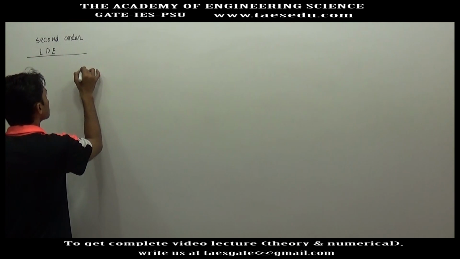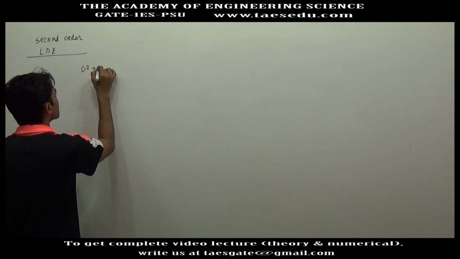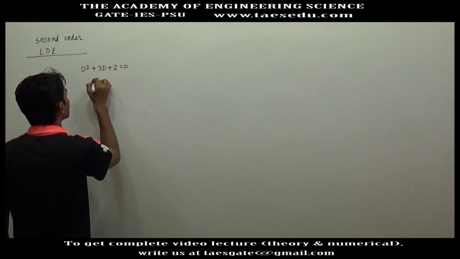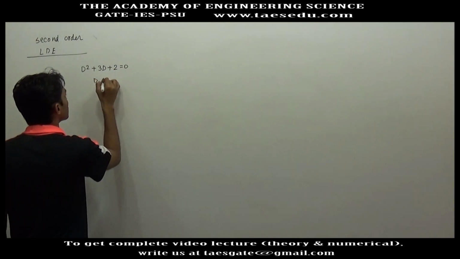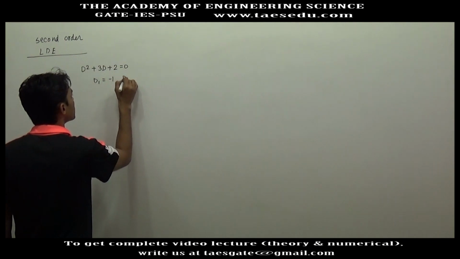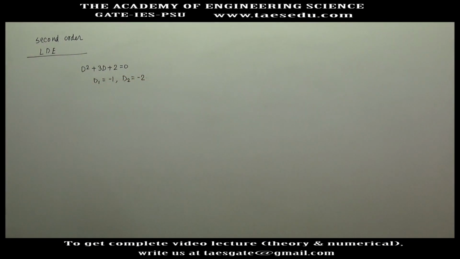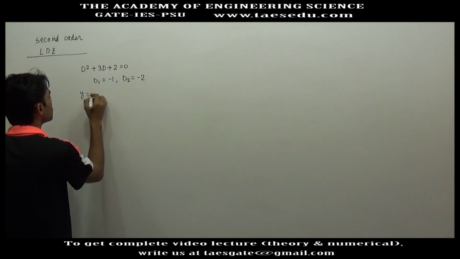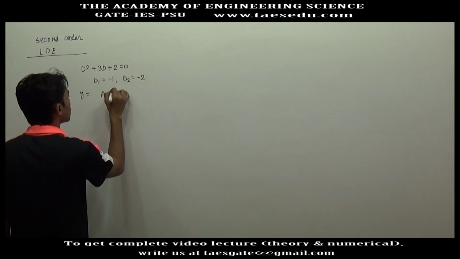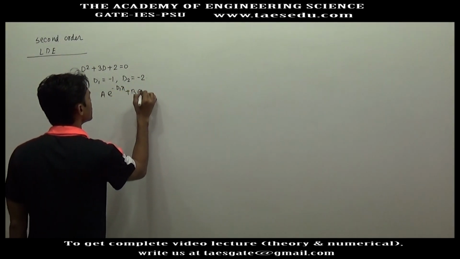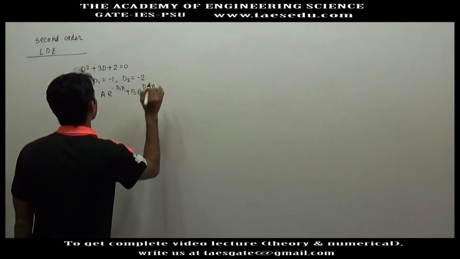In the previous question we have d square plus 3d plus 2 equal to 0. We got d1 equal to minus 1 and d2 equal to minus 2, okay, and we have the formula y equal to a into e to power minus d1x plus b into e to power d2x.